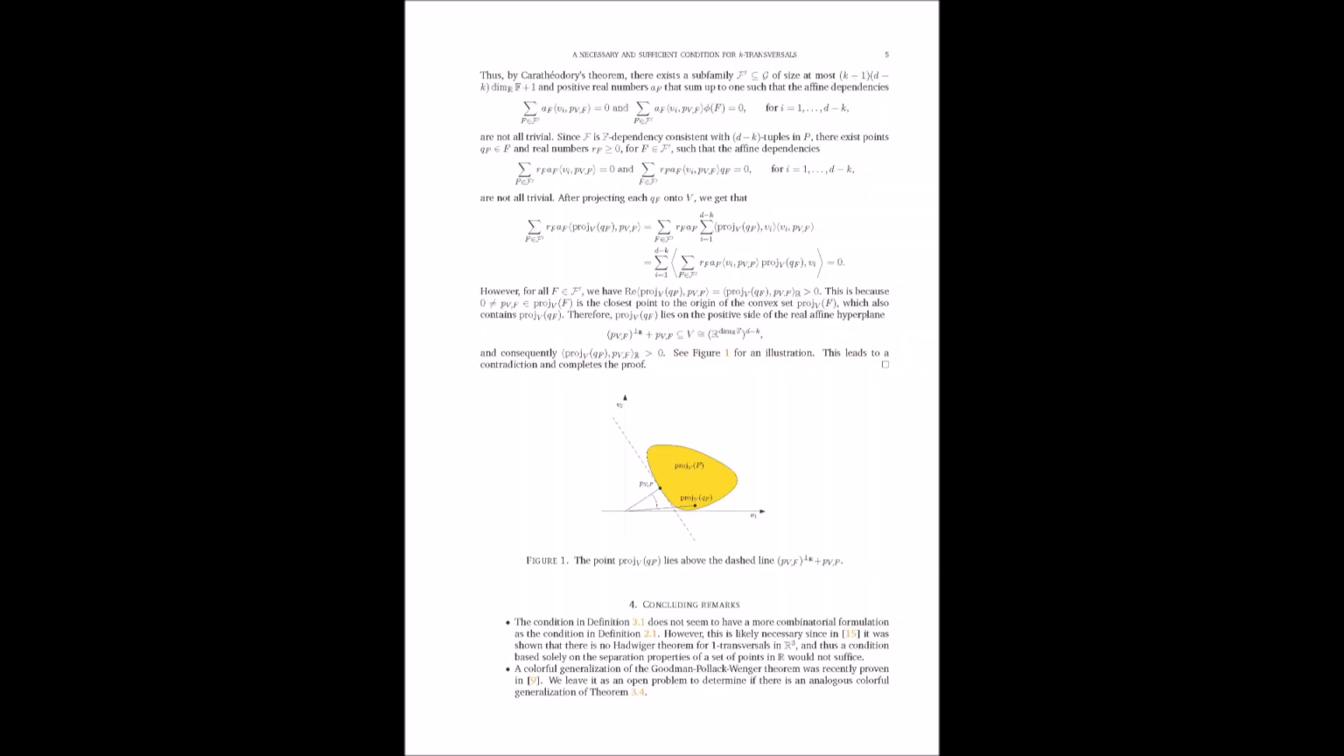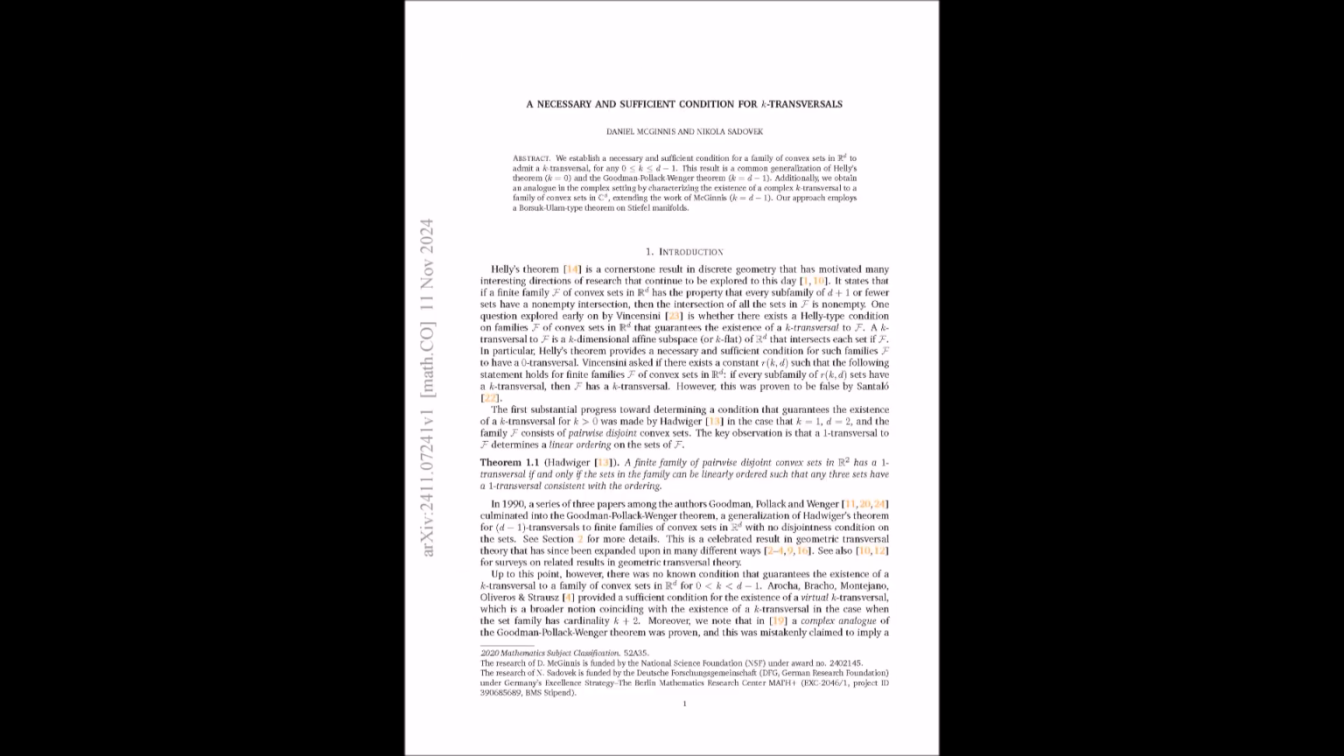Got it. And then they use that in theorem 2.2, which is the Goodman-Pollack-Wenger theorem. It basically says if you've got a set of points with an order type that matches the sets, then you've got yourself a D1 transversal. Right. It's like if the map is accurate, you can find a path that goes past every building.